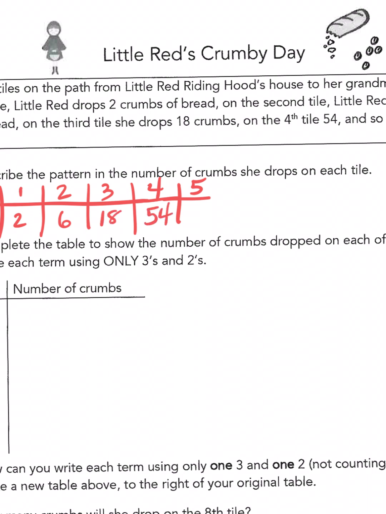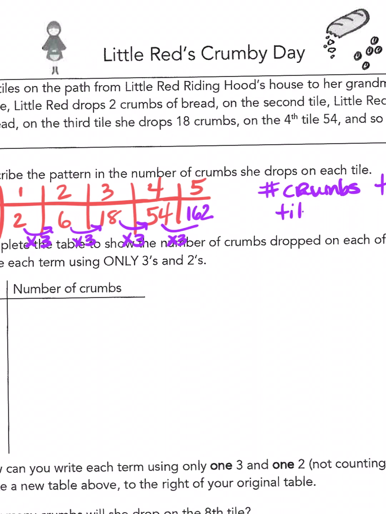18, 54. Alyssa says she thinks she's found the pattern. The rest of you find the pattern? What's happening to the number of crumbs every time? Good. Do you all agree that what's happening every time is we're multiplying by 3? So on the 5th tile, how many crumbs does she drop? Okay. So what is the pattern? The number of crumbs does what? What do we call it when we multiply by 3? Triples from tile to tile, doesn't it?